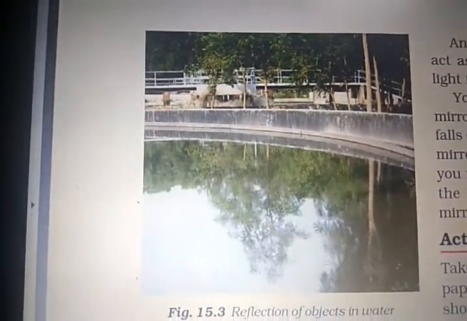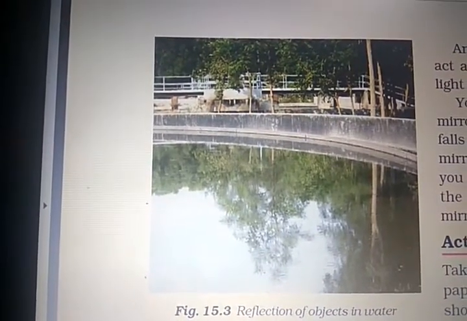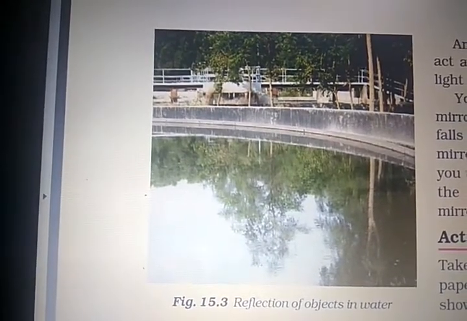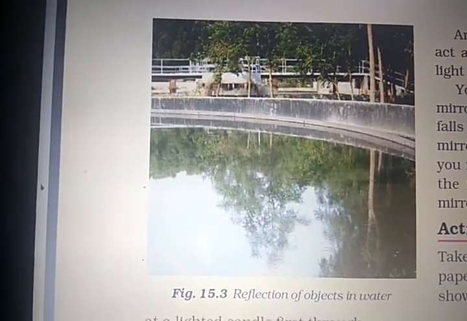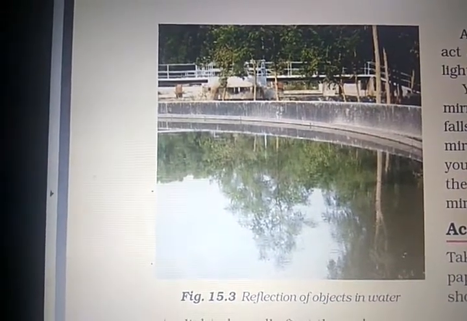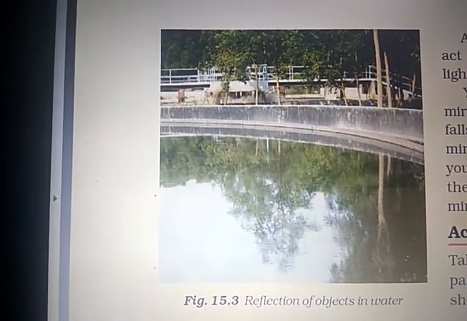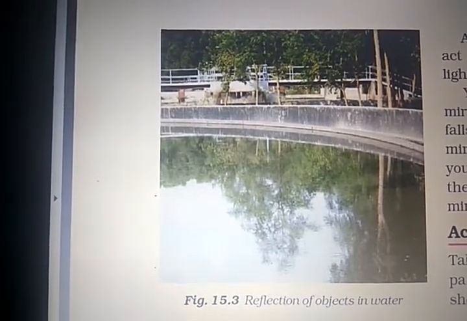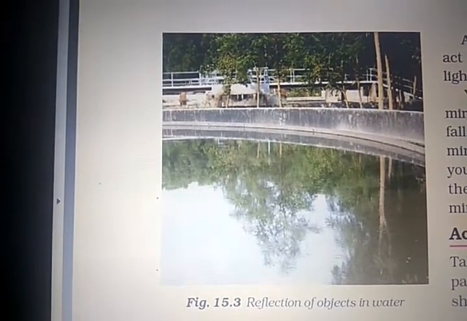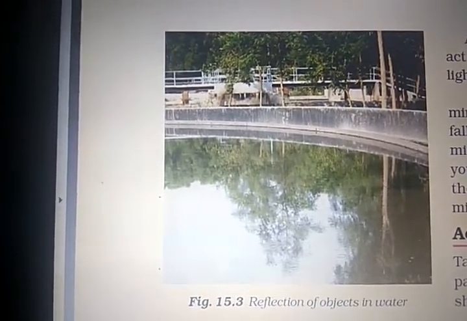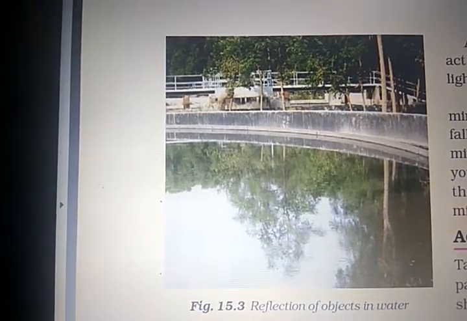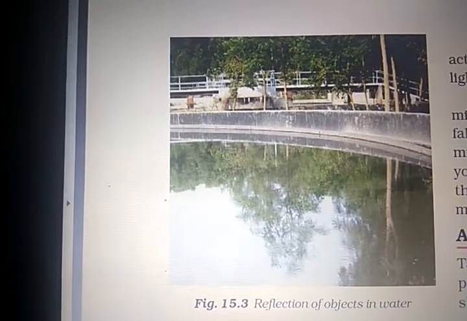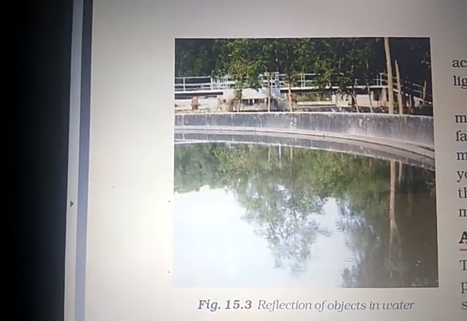Now, what do you observe here? Here you can see the image of the object in the water. How do you get the image? What do you observe? The image is erect but it appears inverted. Of course, you look at the object upright, but the image in the water appears inverted. So that is reflection, you see.